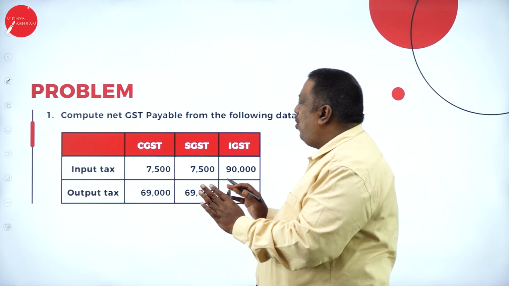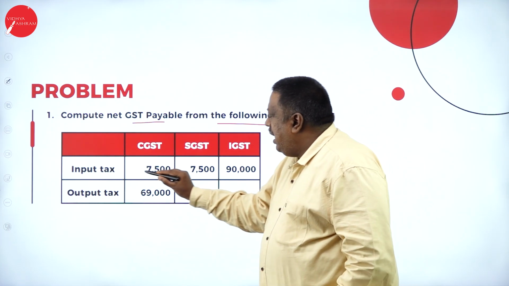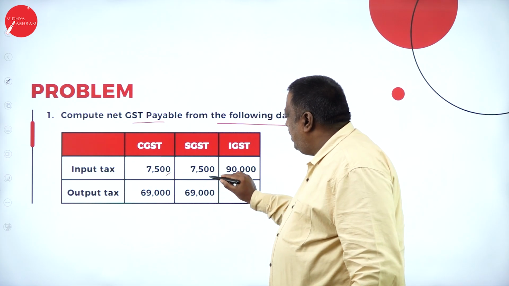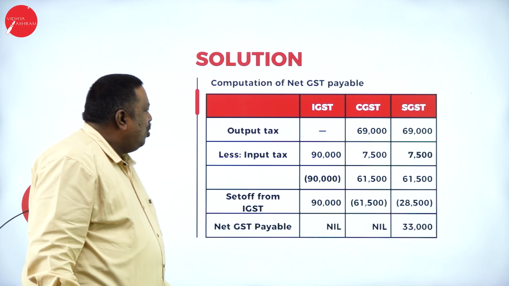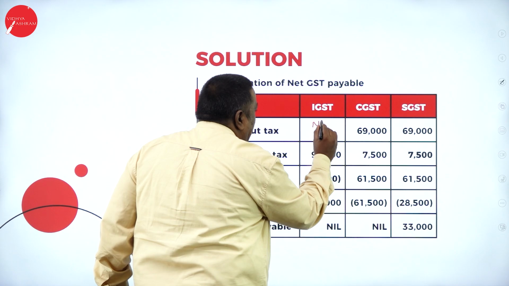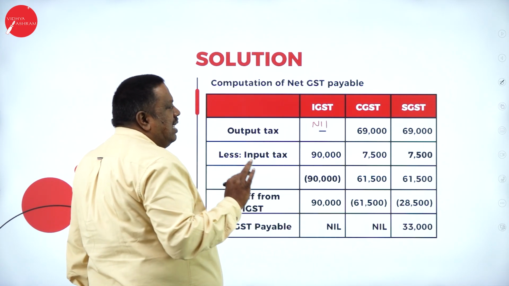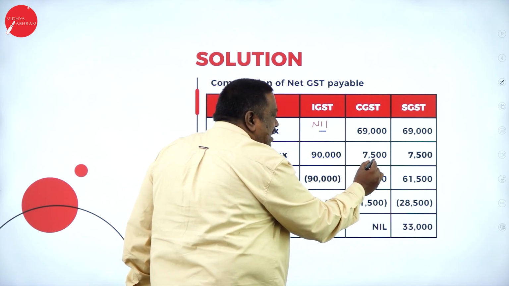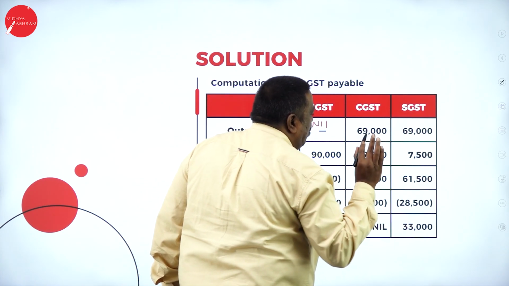Now, we have taken a small problem here. Compute GST payable from the following data. Say the input tax and output tax we have here. Input tax is 7,500, 7,500, 90,000. Output is 69,000. So, in this problem, the IGST collection is nil here and we have paid 90,000. So, we are getting a negative 90,000 here. CGST, we have collected 69,000, but we paid 7,500. Still, we have to pay 61,500. The same is the case in the state government also.